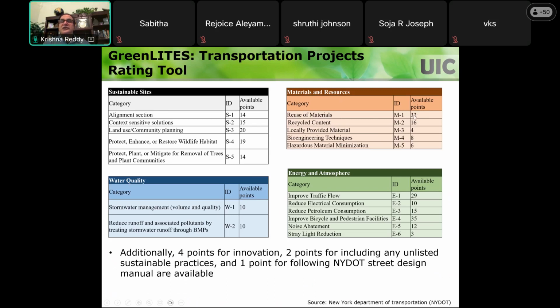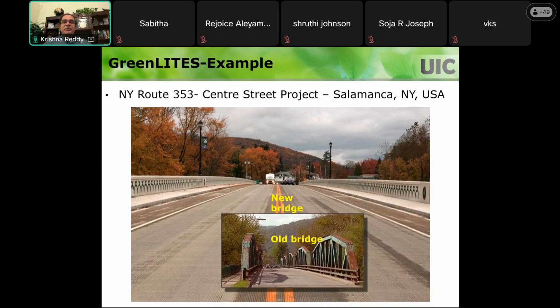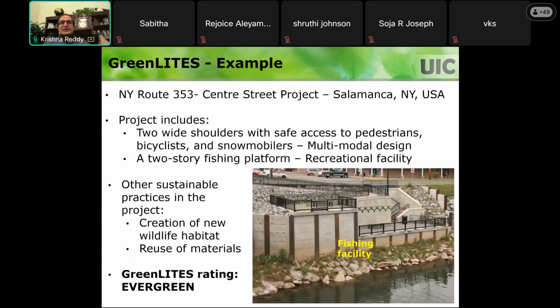So you always look at the user's guide to give you the guidance on how many points. The maximum points available are 32, but you cannot have all 32. To what extent are you using recycled content, locally provided materials, bioengineering techniques, hazardous materials minimization? Are you doing any of these things? If you are not doing anything, maybe you want to think about how you can do these things, right? So you are proposing a project and you want to make it more sustainable and more resilient. The idea is to look at these credits and do something to get those points. If you don't do those things, you're not going to get the points. Not getting the points means it's not going to be a sustainable project, right? So this is an example of an old bridge they replaced with a new bridge based on all these considerations in Green Lights. And this is another project, again under Green Lights, that they made more sustainable.